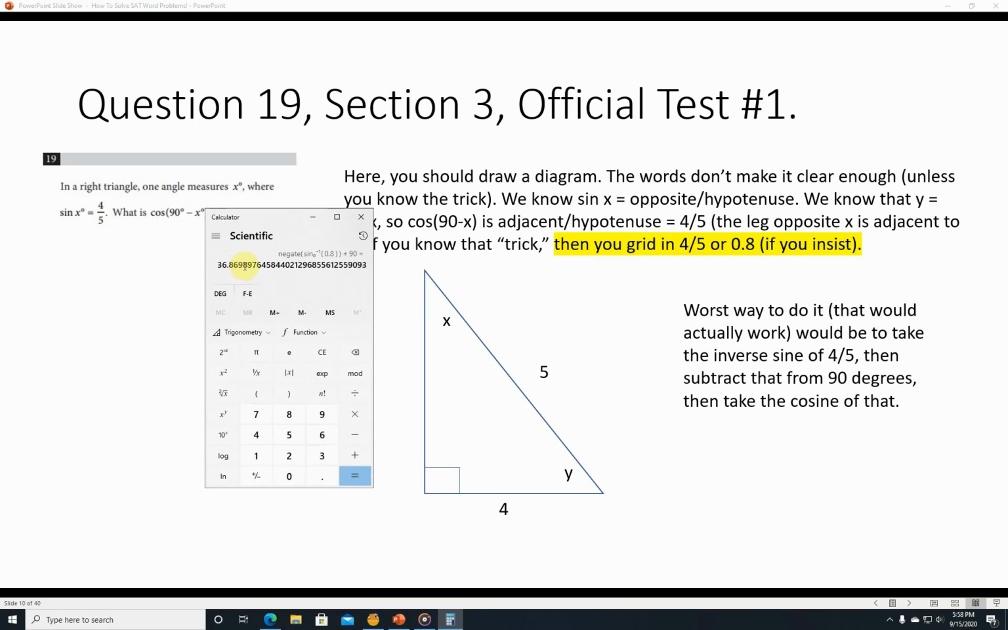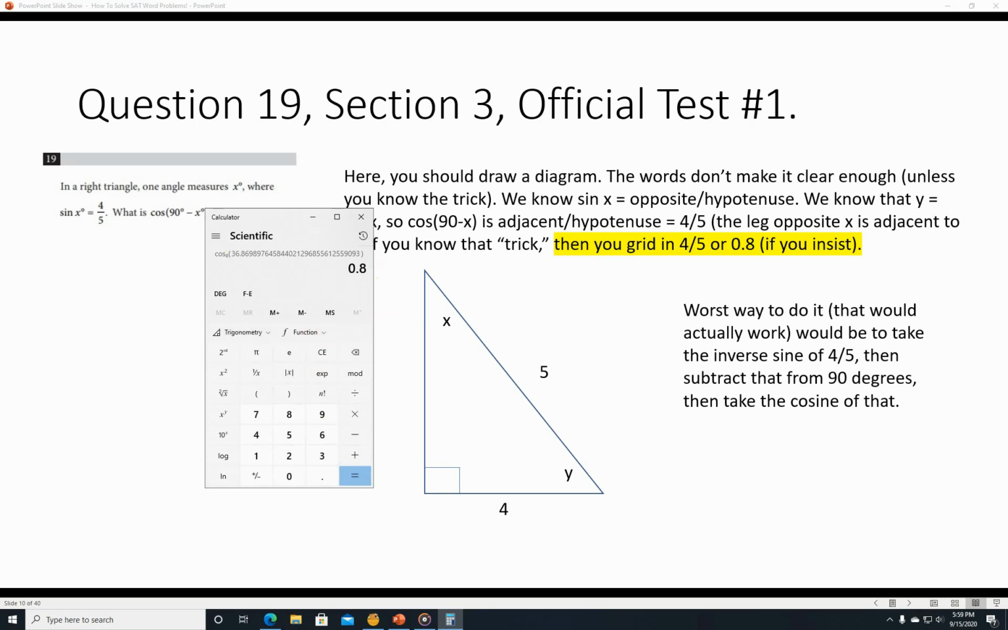That's going to be 36.869, so roughly 36.87. Then we take the cosine of that. Boom, we get 0.8.